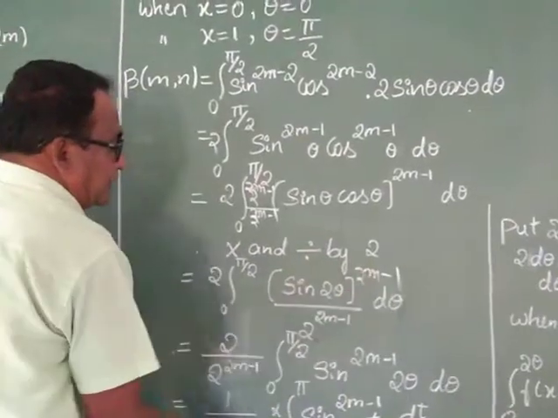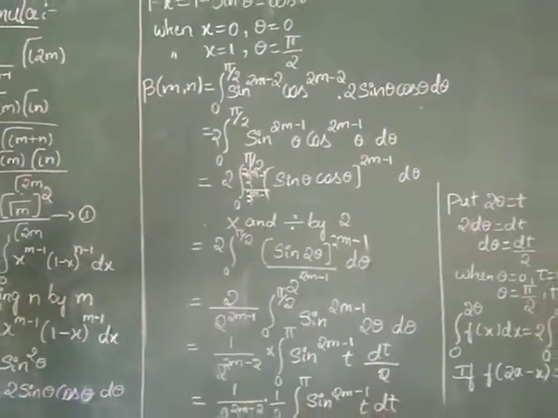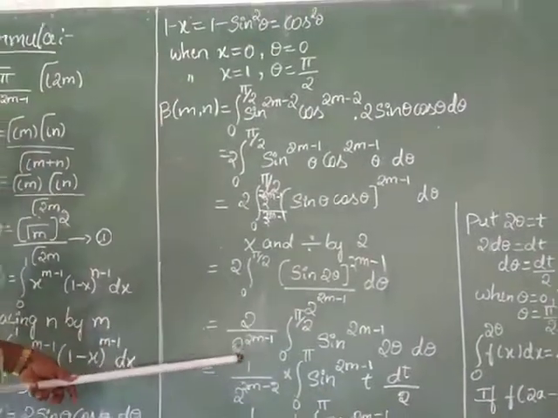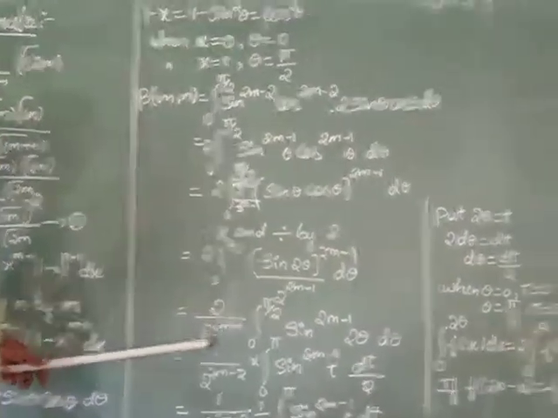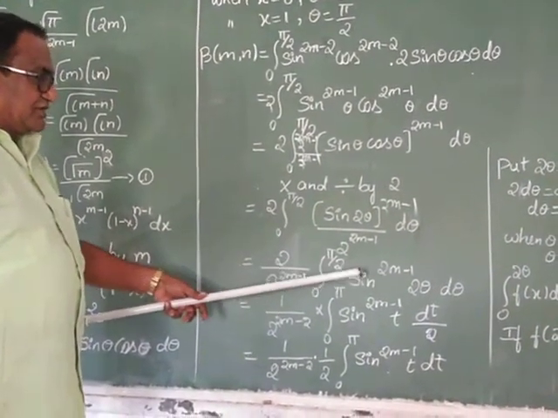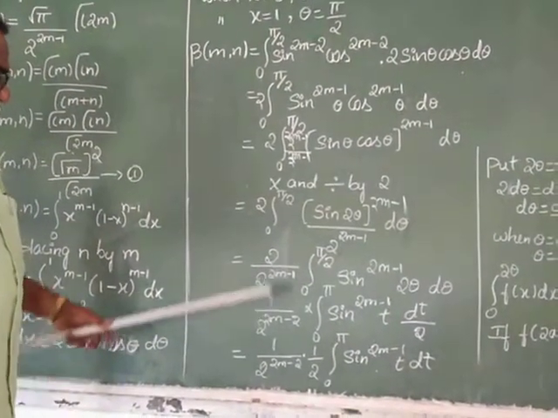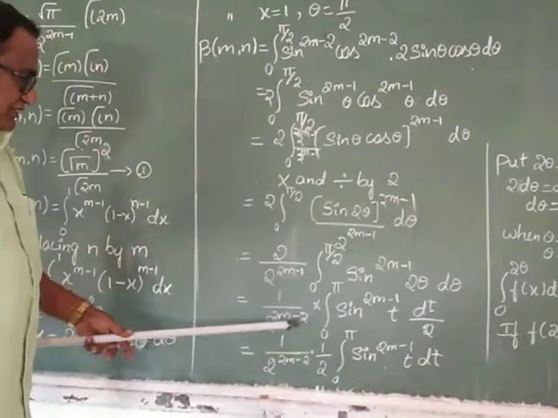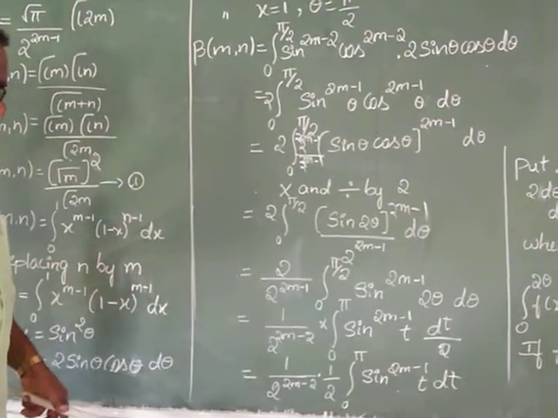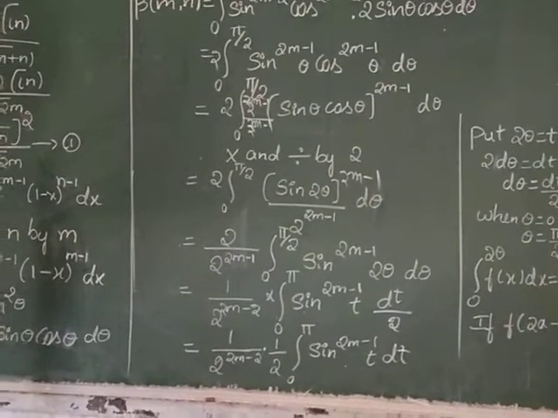This is sin 2 theta whole to the power 2m minus 1 divided by 2 to the power 2m minus 1 into d theta, you write it as it is. This 2 to the power 2m minus 1, a constant, can be written outside. So 2 divided by 2 to the power 2m minus 1 into integral from 0 to pi by 2 of sin to the power 2m minus 1 of 2 theta into d theta. Of course, 2 divided by 2 to the power 2m minus 1 is 1 over 2 to the power 2m minus 2, into the integral, and you make use of this substitution here.